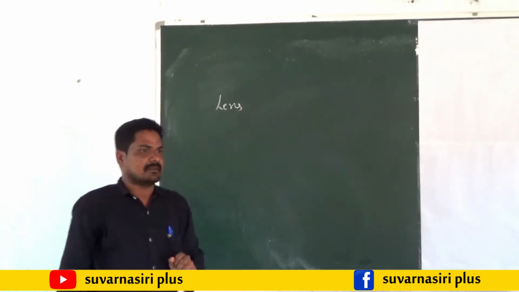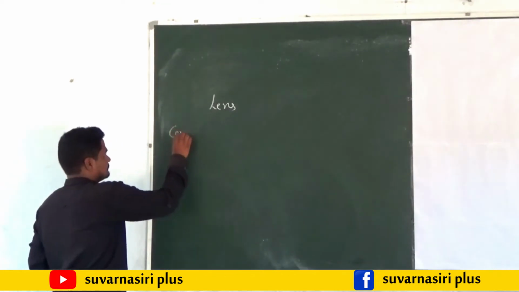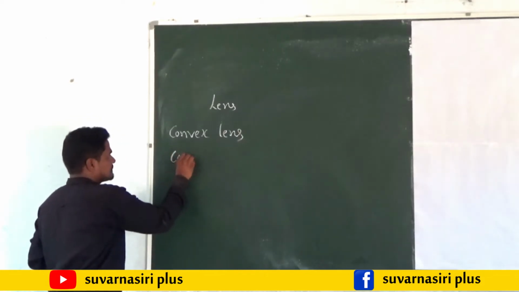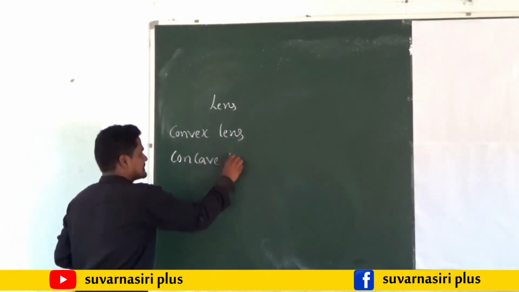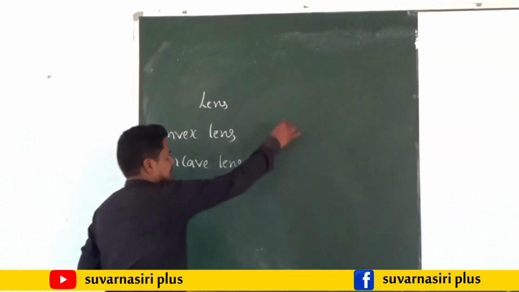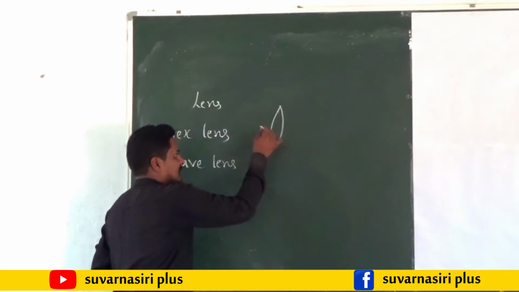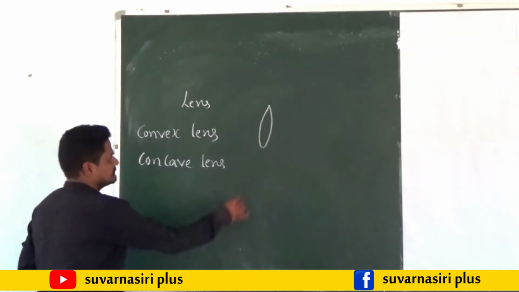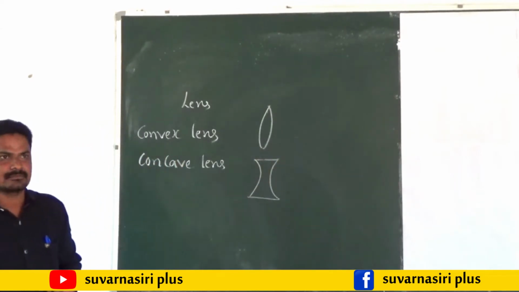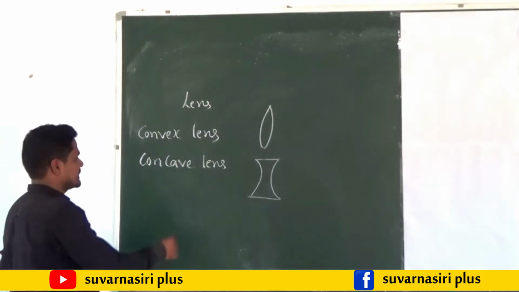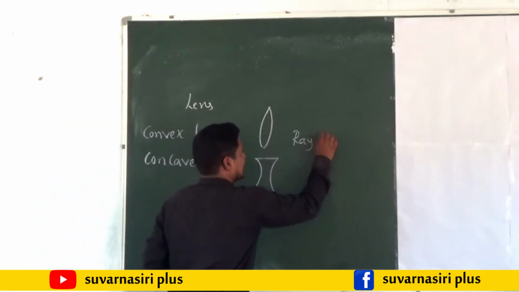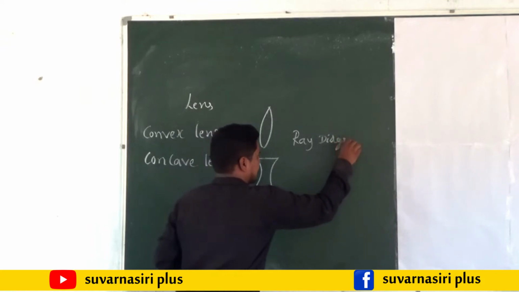Here there are two types of lenses. One is the convex lens, another one is the concave lens. This is the convex lens and this is the concave lens. Here also we have to study about ray diagrams. These are the very important ray diagrams.